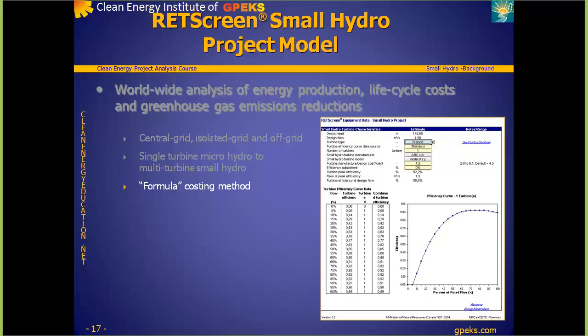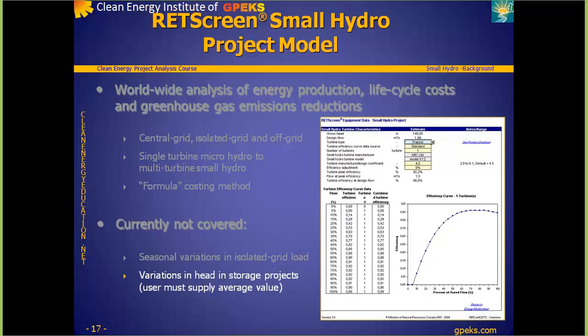In terms of pre-feasibility analysis, the limitations of the RETScreen Small Hydro Project model are relatively minor. The model assumes that all variation in the load on an isolated grid occurs on a daily basis and that there are no seasonal variations in load. It also cannot account for variation in the head of systems incorporating water storage. Rather, calculations are based on an average value of head supplied by the user.